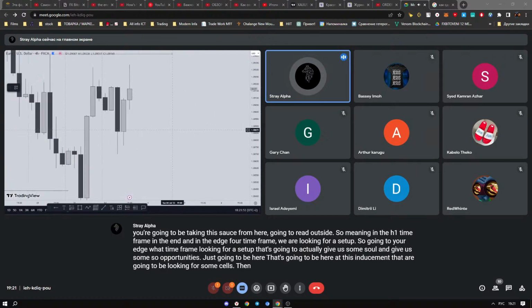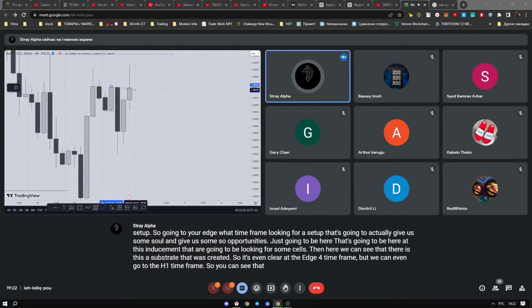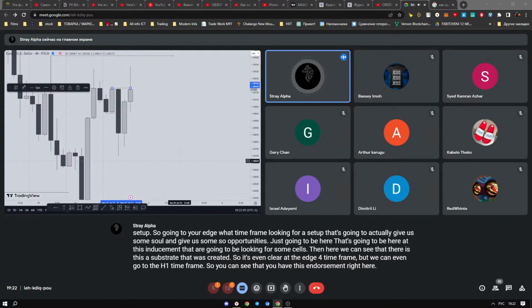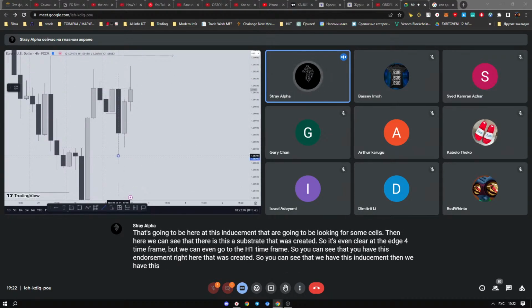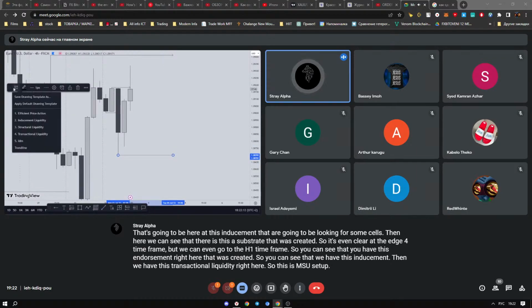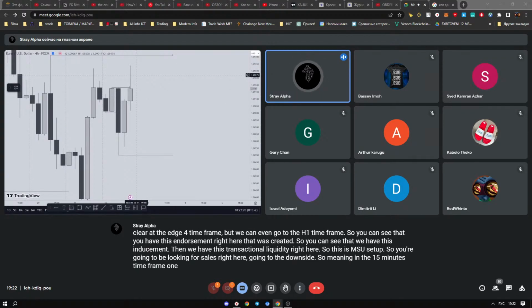Then here we can see that there is this substructure that was created. It's even clear at the H4 time frame, but we can even go to the H1 time frame. You can see that we have this inducement right here that was created, then we have this transactional liquidity right here. So this is an MSU setup. You're going to be looking for your sells right here going to the downside. Meaning in the 15 minutes time frame, 1 hour time frame, and the 5 minutes time frame, you're going to be clearly looking for a setup.